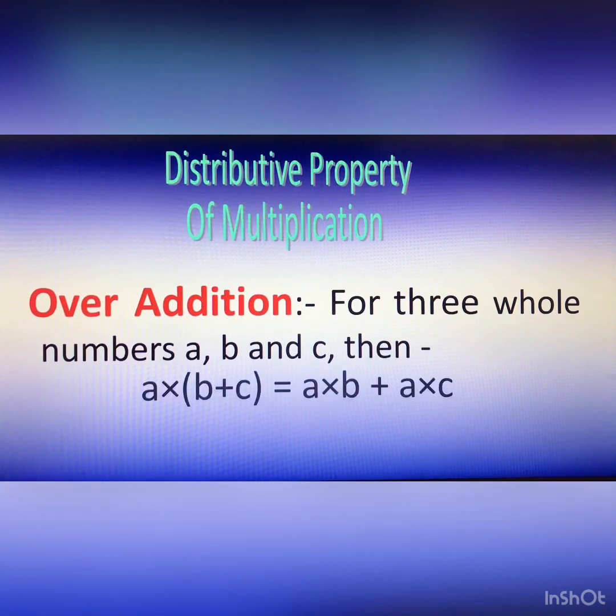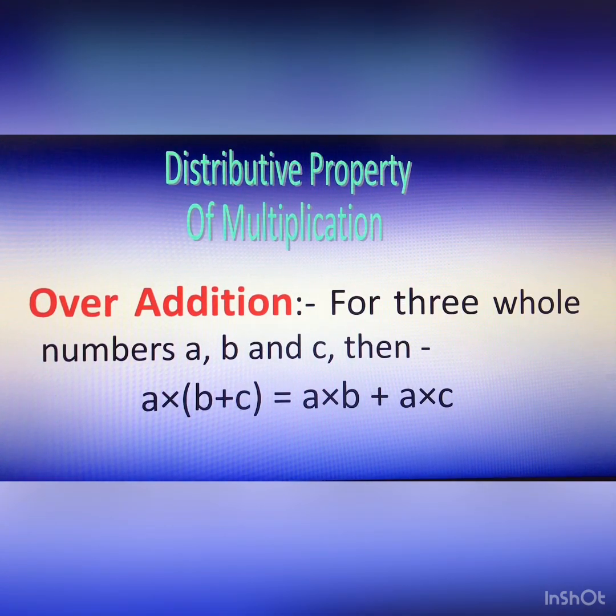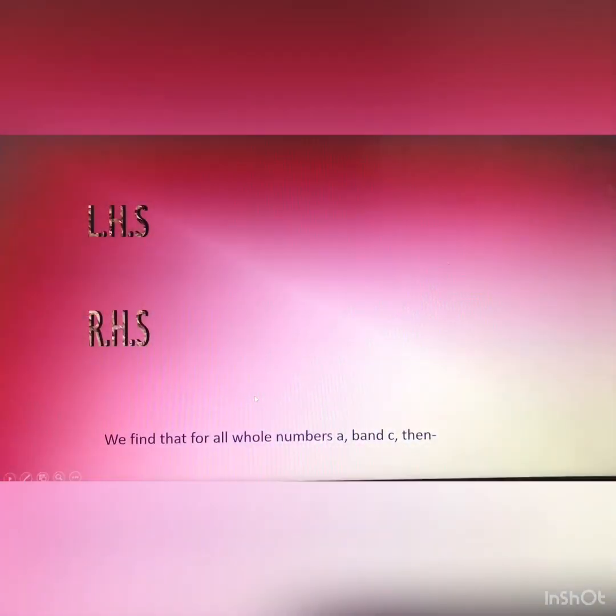Then A into (B plus C) equals A into B plus A into C. It means A is distributed to B and C, that is, A into B and A into C. So let us understand it with an example.